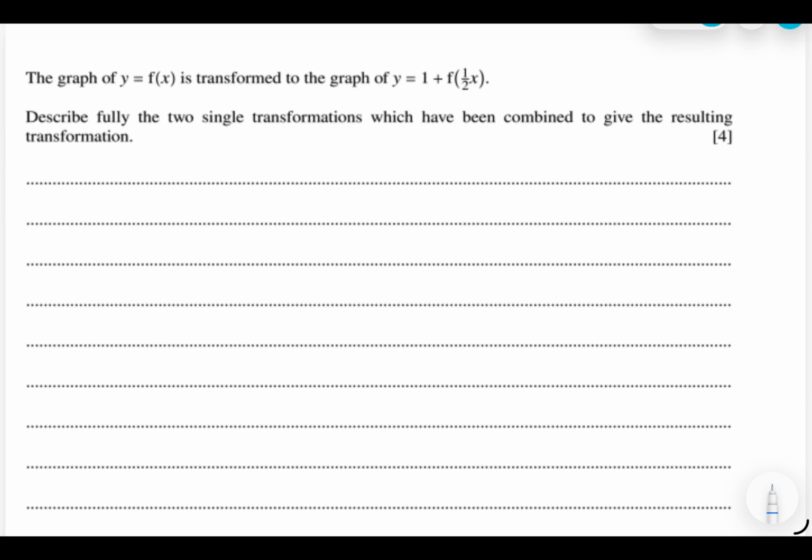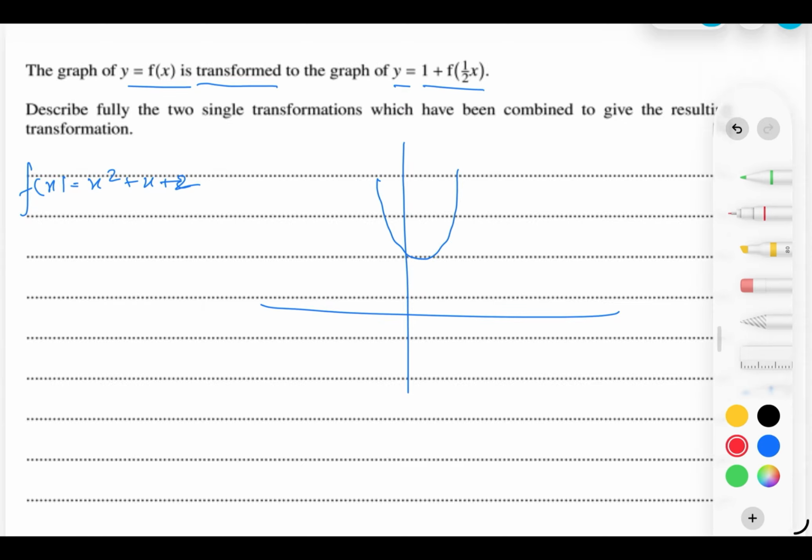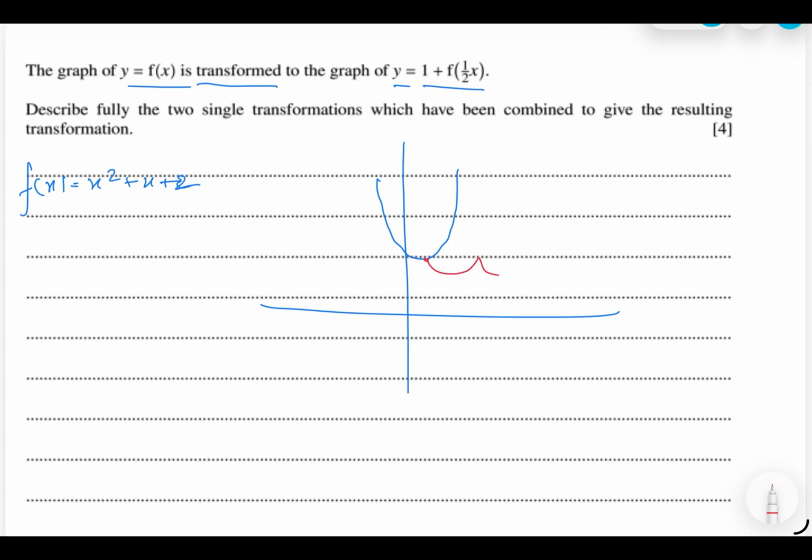Now let us try some transformation questions. y equals f(x) has been transformed to the graph of y equals 1 plus f(x/2). Before doing this question, you should know two things. If I have a function like this, f(x) equals x squared plus 2, okay? If I have a function like this, and if it has moved horizontally to this point, like this was a horizontal movement, you can see it has moved 2 coordinates.